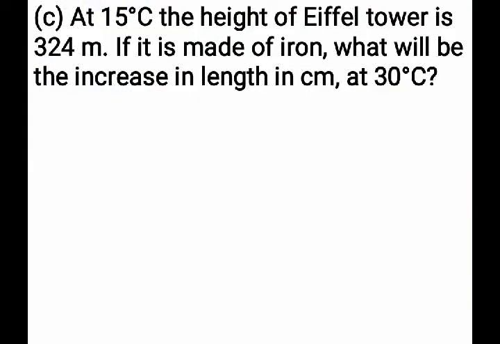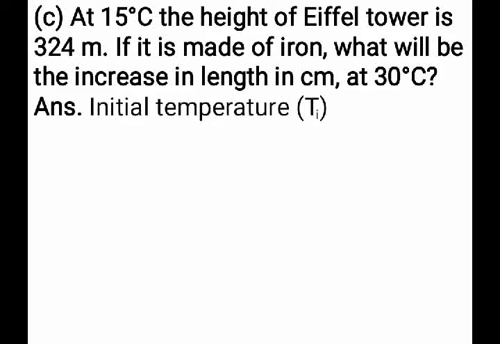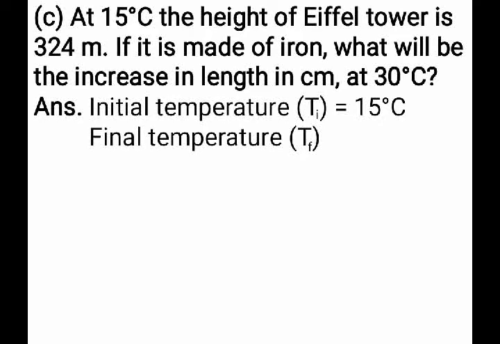The first temperature is given as 15 degrees Celsius, so it will be the initial temperature. The other temperature is given as 30 degrees Celsius, so it will be the final temperature. You have to write the statement: initial temperature T1 is equal to 15 degrees Celsius, final temperature T2 is equal to 30 degrees Celsius. You have to find the change in temperature.